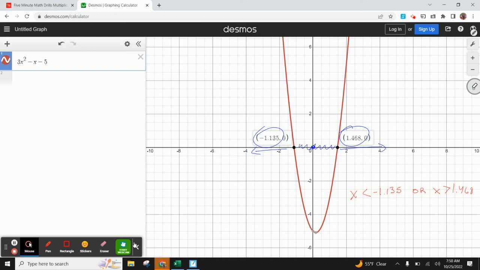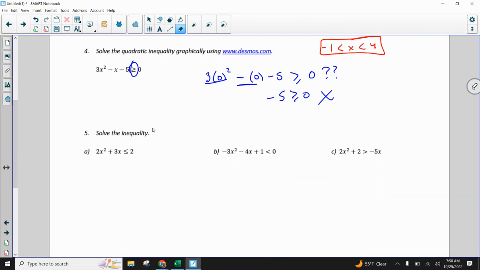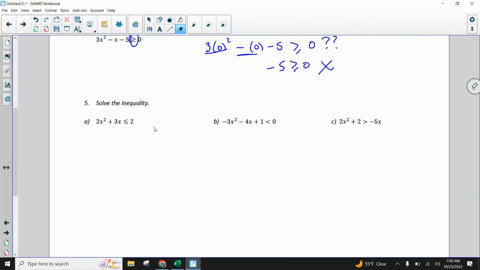What I'm going to do in this next section is I'll do one algebraically and I'll do one with Desmos, so we have more practice. So imagine we're going to do this one algebraically. The first thing we need to do is get it to 0, right?